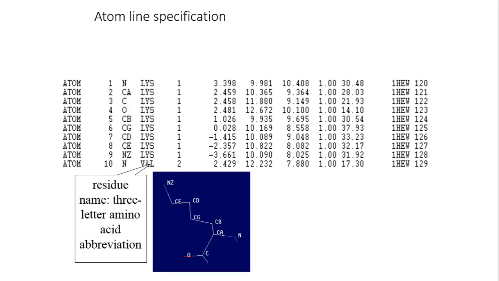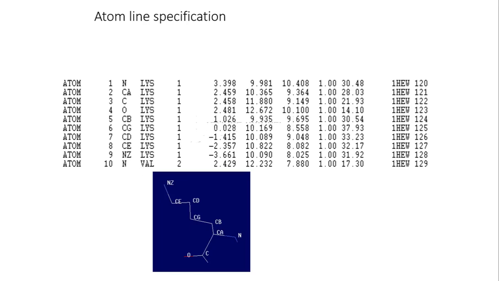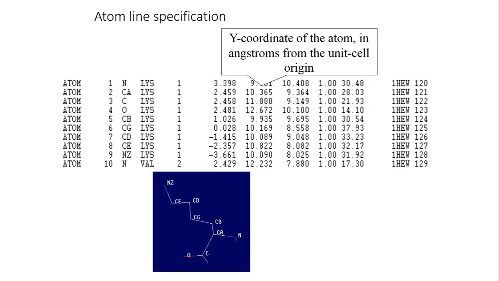This column corresponds to the residue name, in 3-letter amino acid abbreviation. This is the residue number. This is the x coordinate, this is the y coordinate, and this is the z coordinate. Okay, and we have correlated this textual information to the three-dimensional information. This is how your computer program would interpret these lines.